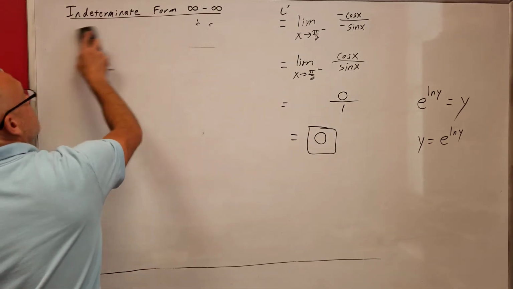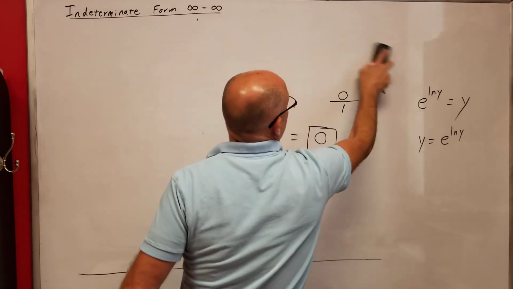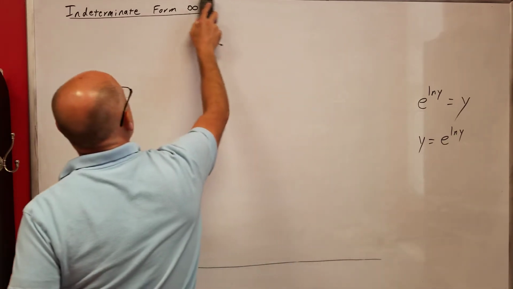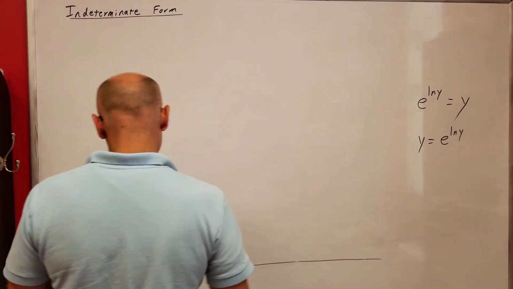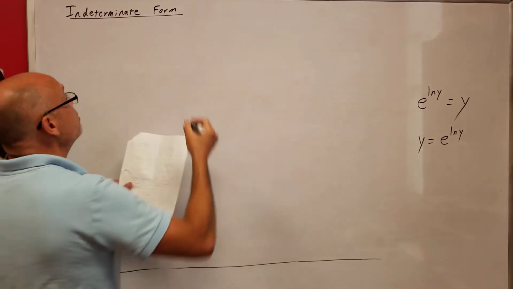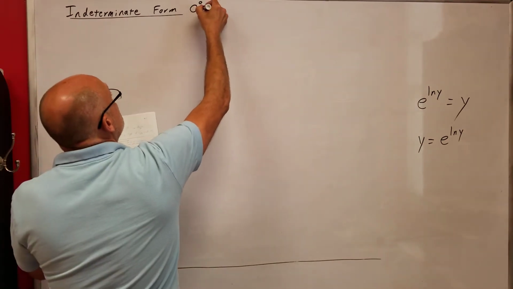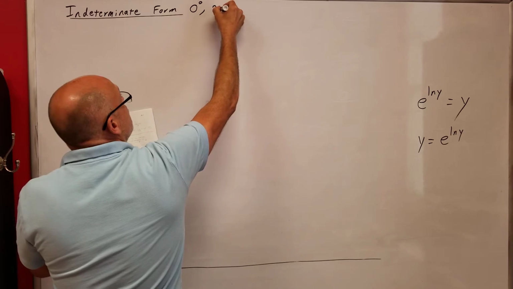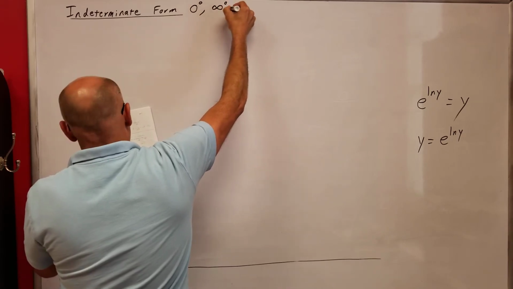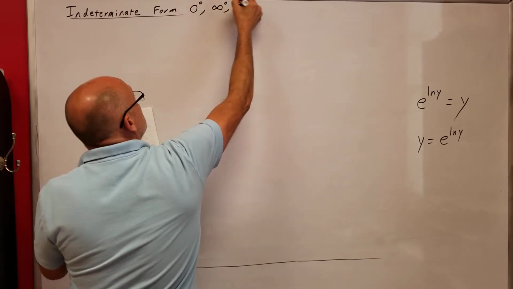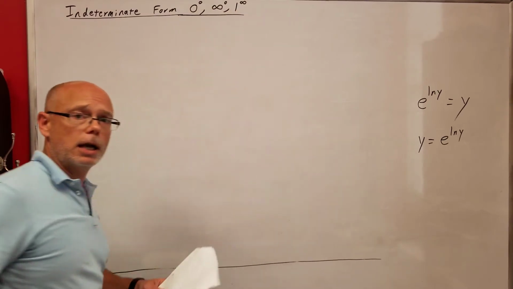All right, so next what we're going to look at is another indeterminate form, or some more indeterminate forms. Here we're going to have 0 to the 0, infinity to the 0, and 1 to the infinity. Okay, we're going to group all those together.